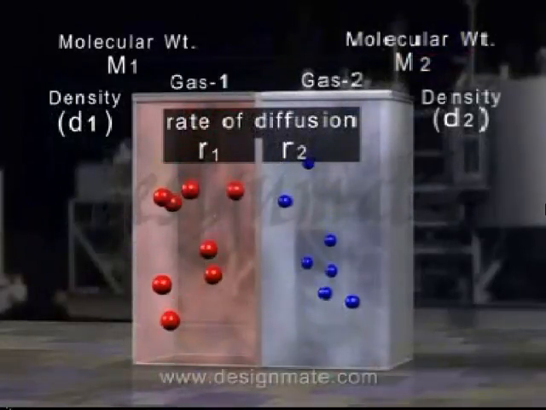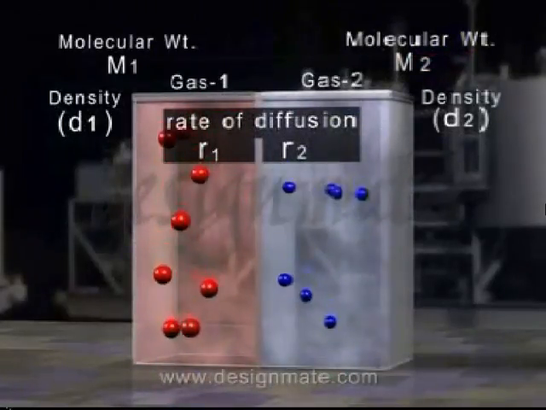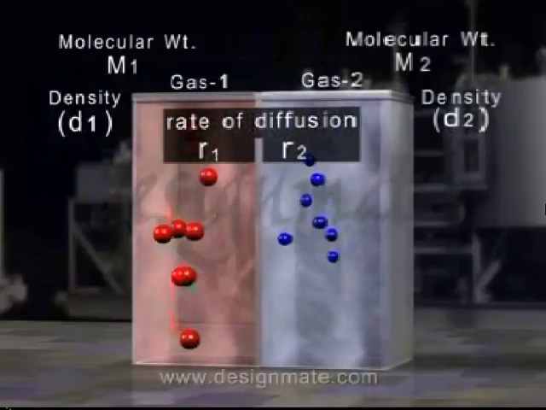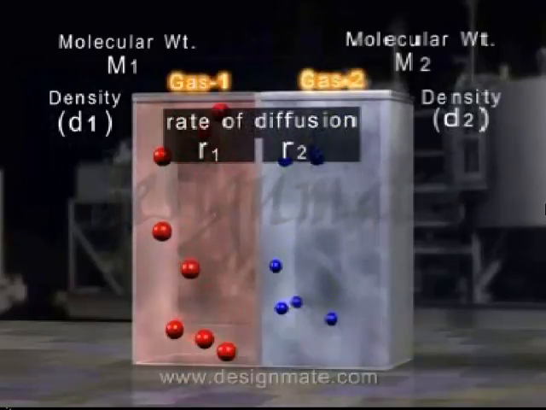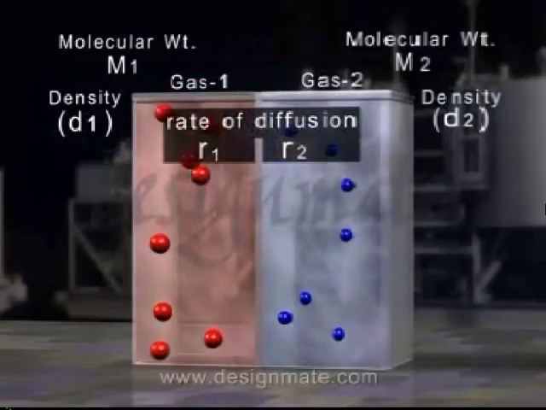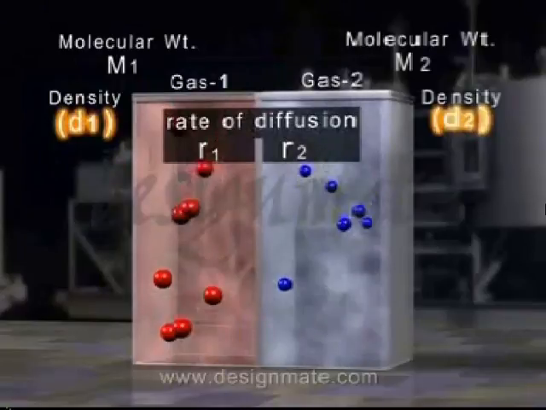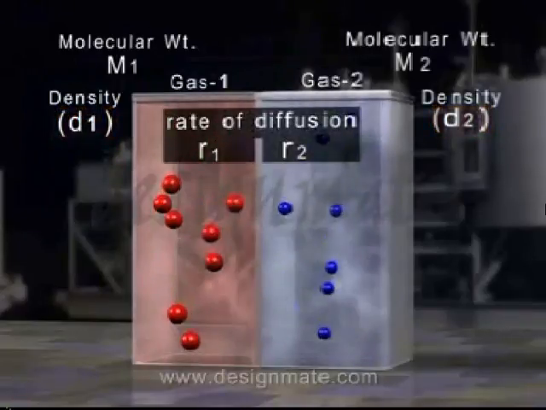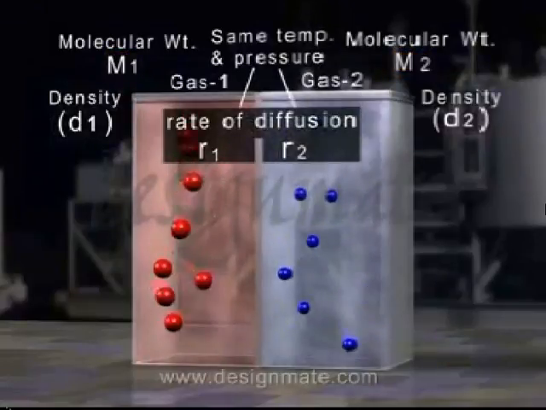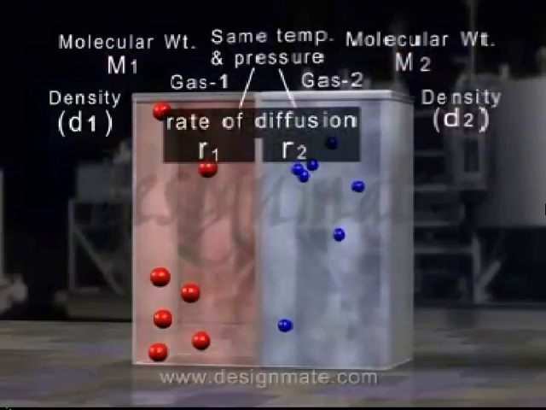The molecular weight of a gas can be determined by measuring its diffusion rate. Suppose the rates of diffusion of gas 1 and gas 2 are R1 and R2. Their densities are D1 and D2 and molecular weights are M1 and M2 at the same temperature and pressure.